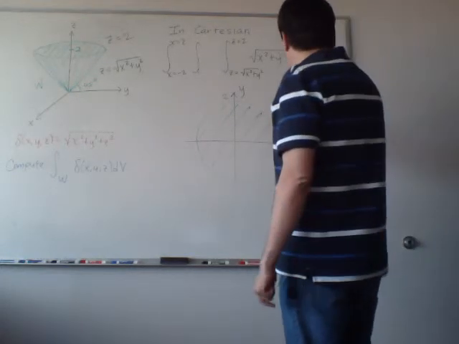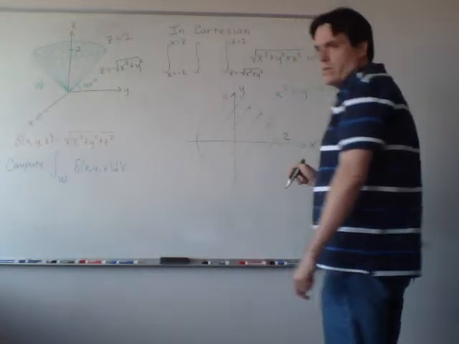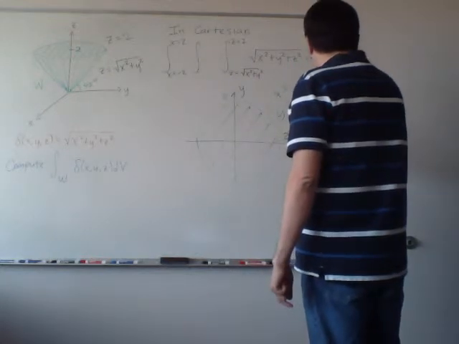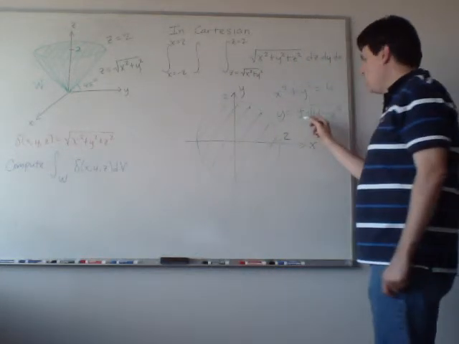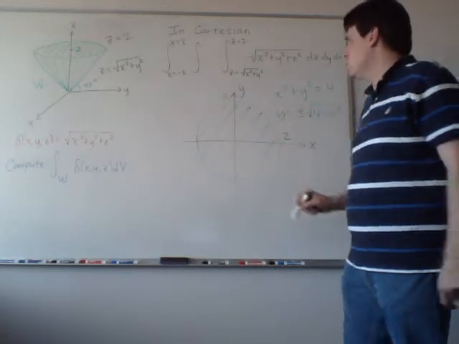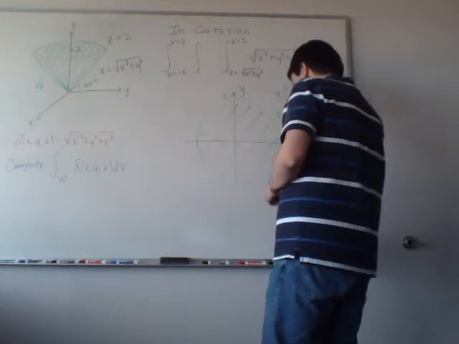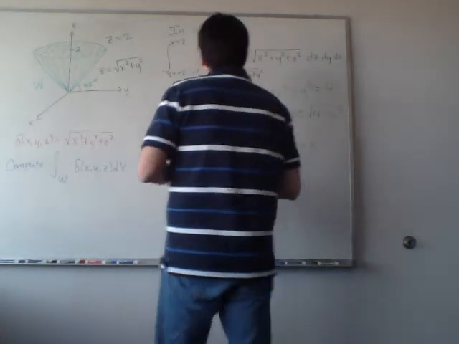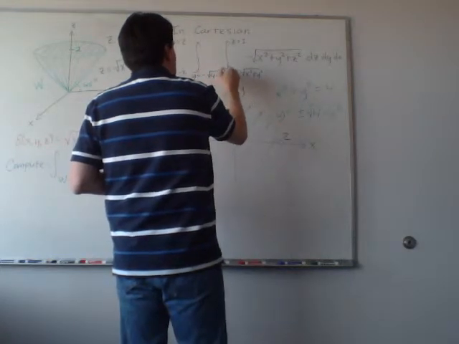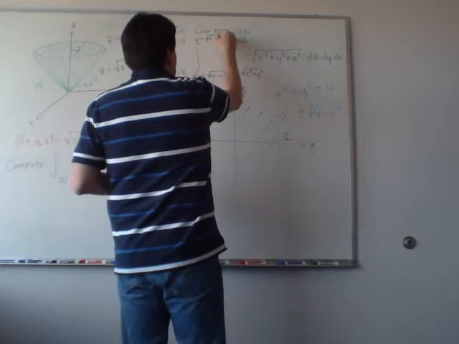Now that circle is defined by x squared plus y squared equals 2 squared, or 4, which means that y is going to be plus or minus the square root of 4 minus x squared. Well, the minus gives me the lower semicircle, and the plus gives me the upper semicircle. So that tells me what these other two limits of integration ought to be. They should be y equals negative square root of 4 minus x squared, and y equals positive square root of 4 minus x squared.